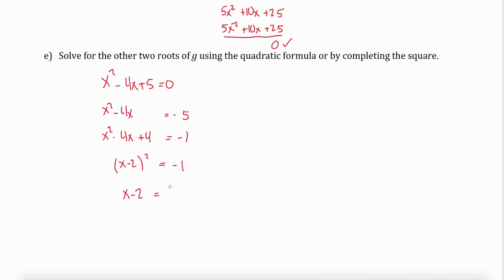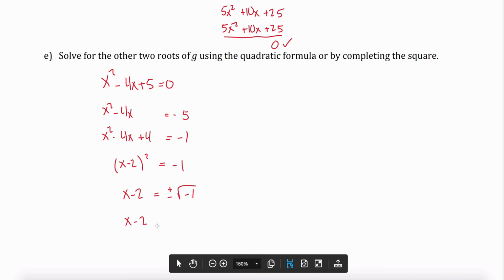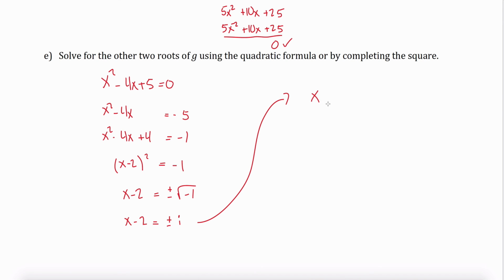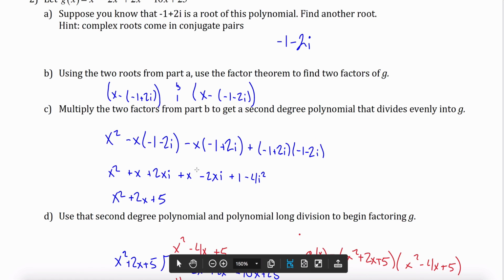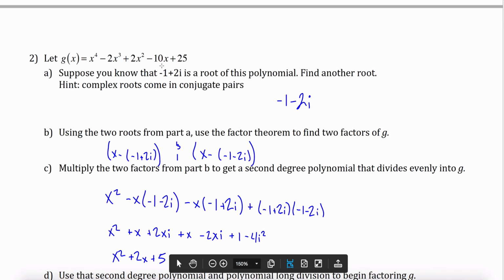So I got x minus 2 equals plus or minus the square root of negative 1, which is just i. So the two complex roots that I get are x equals 2 plus or minus i. Note conjugate pairs. That always happens when I have conjugate roots, as I talked about in part A of this problem. So I end up with 4 complex roots, these two and the two that we had from up here, this guy and this guy. And that's all I wanted you to do on this one.